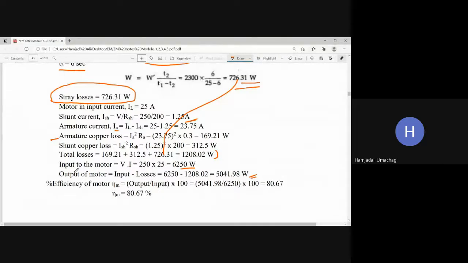Finally, we use the well-known general equation for the efficiency of the motor, that is output by input. Percentage efficiency of the motor, eta m, equals output by input into 100. Output is 5041.98 divided by input 6250 into 100. So efficiency will be 80.67. So finally, the efficiency of the motor, eta m, is 80.67%. Is it clear, all of you?